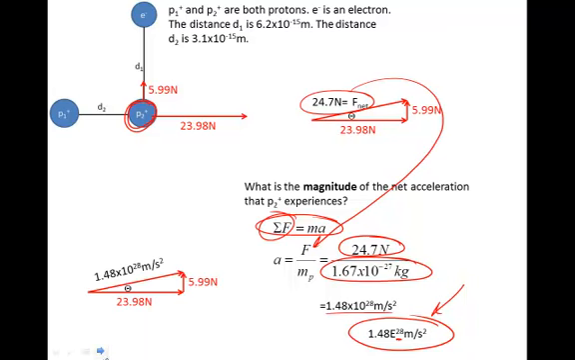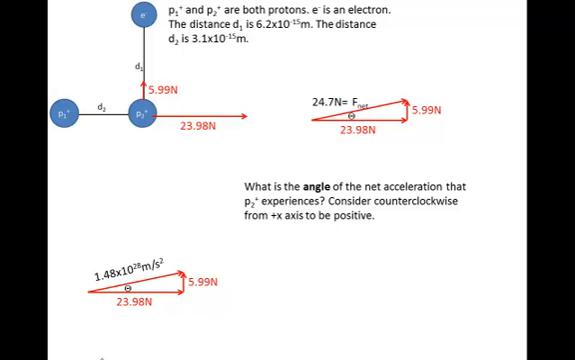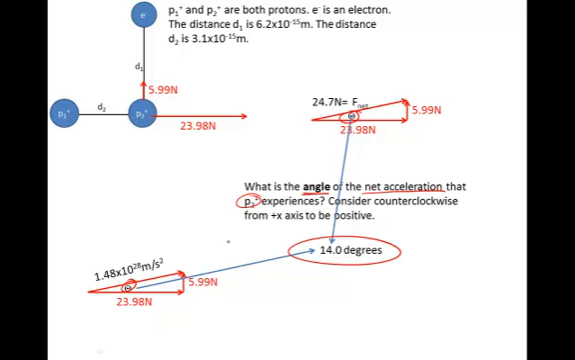Notice that this acceleration is in the same direction as that force. Newton's second law says the net force and the net acceleration have to be in the same direction. With that being said, the angle of the net acceleration that it's asking us for, that P2 is going to experience, is the same direction as the net force, so they have to have the same angle.